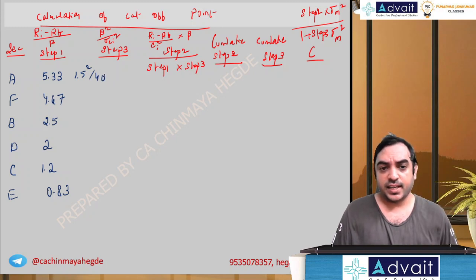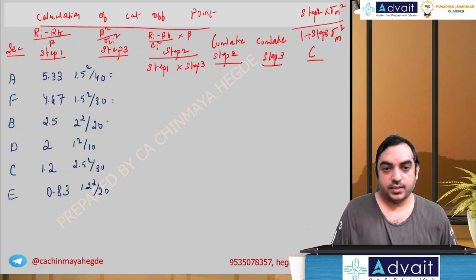Let me first write down, then I'll calculate. For F, beta is 1.5 again, 1.5 square divided by 30. Then for B, it is 2 square, beta square, divided by sigma e square, last column, that is 20. Then for D, beta is 1, so 1 square divided by 10. For C, it is 2.5 square divided by 30. For E, 1.2 square divided by 20.